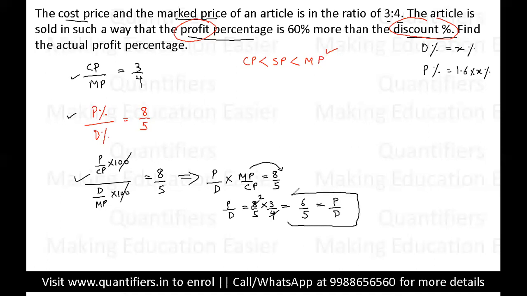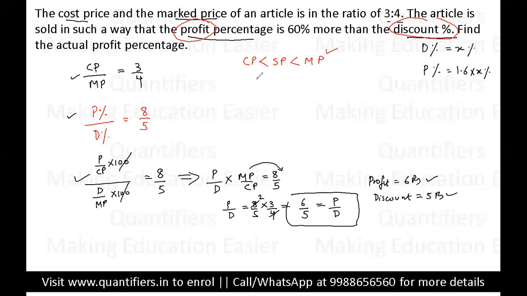Very, very important information. Students, ये actual profit और actual discount का ratio आपके पास है. So what I'm doing here is, I am assuming that actual profit is 6 rupees, and I'm assuming that actual discount will be 5 rupees, because ratio is 6 upon 5. तो मैंने profit को 6 rupees मान लिया है, discount को 5 rupees मान लिया है.